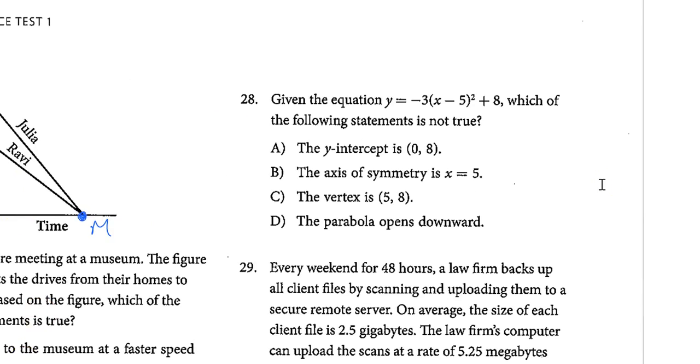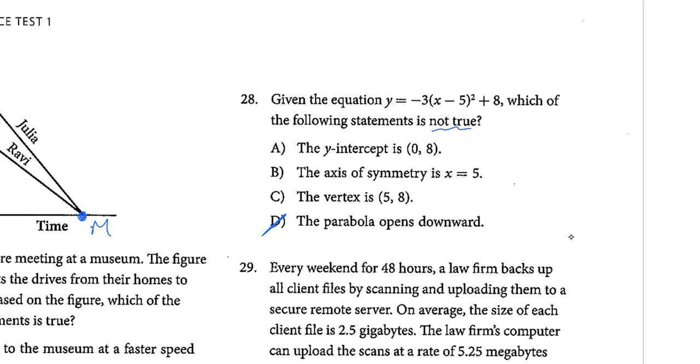Okay, so given this equation, which of the following statements is not true? The y-intercept is 0, 8. The axis of symmetry is equal to 5. The vertex is 5, 8. The parabola opens downward. We're looking for not true here. So if I look at this, parabola opens downward. That's true, because there's a negative up front. So it's not that one. Remember, we're looking for not true.